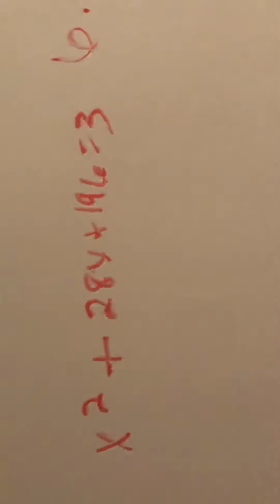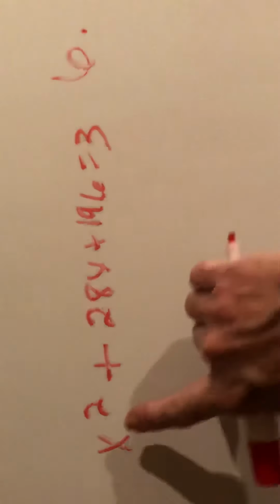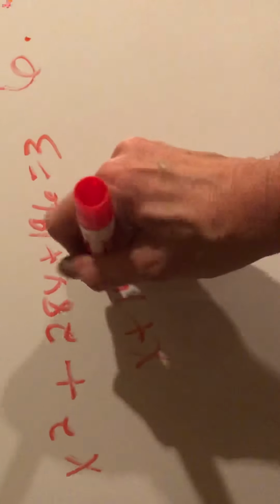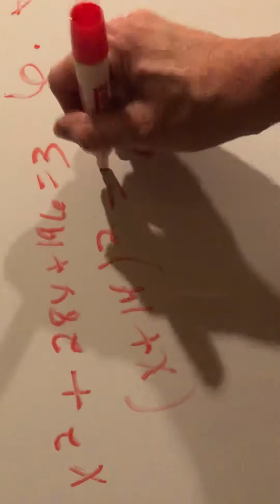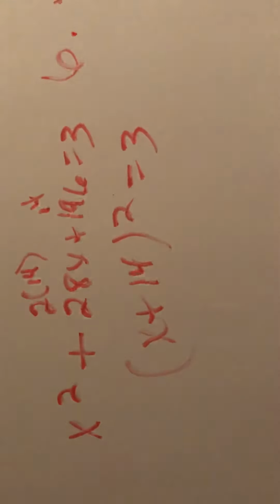we're having to solve x squared plus 28x plus 196 equals 3. I would actually work this like completing the square because this is a perfect square trinomial. This factors into x plus 14 all squared equals 3. Because the square root of 196 is 14. If I double 14, I get 28. So that's a perfect square trinomial.